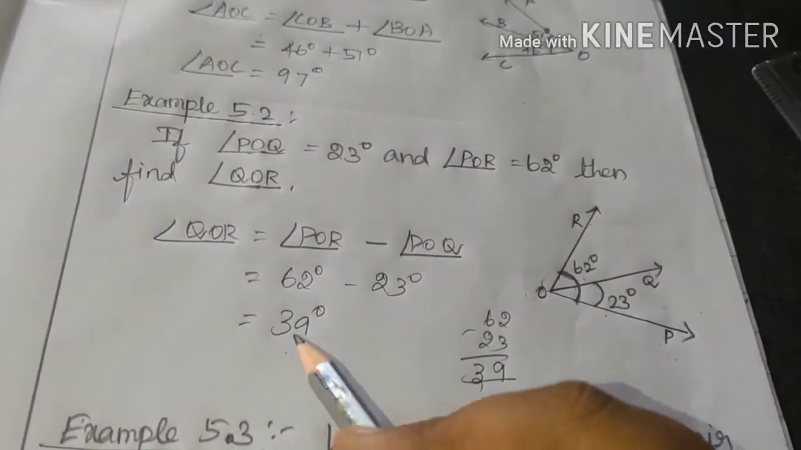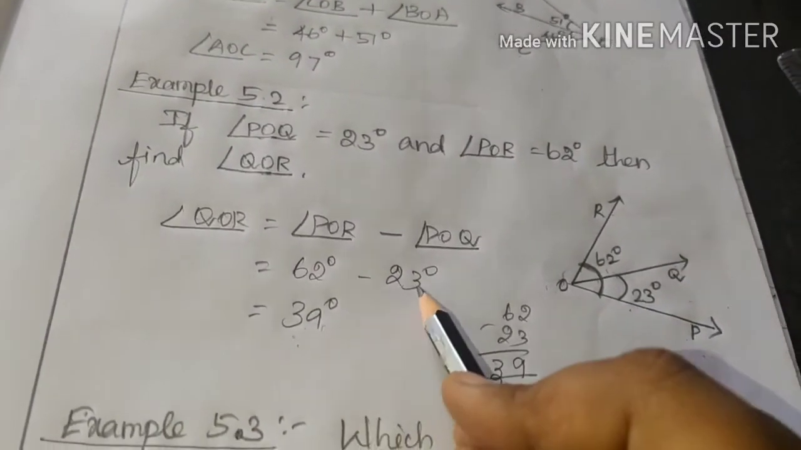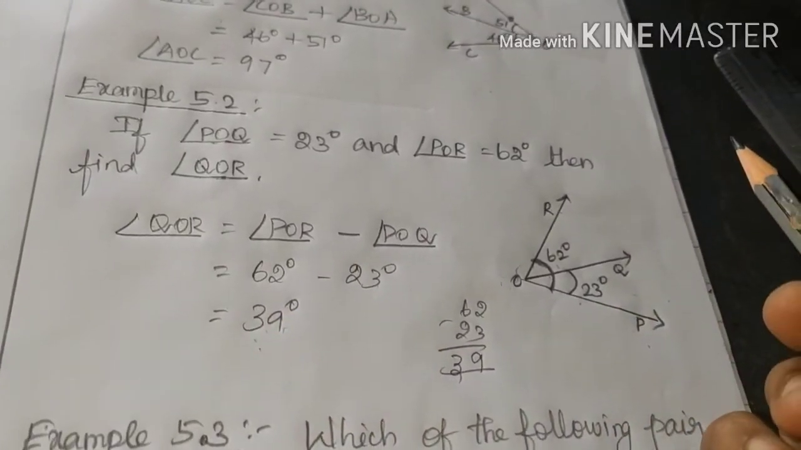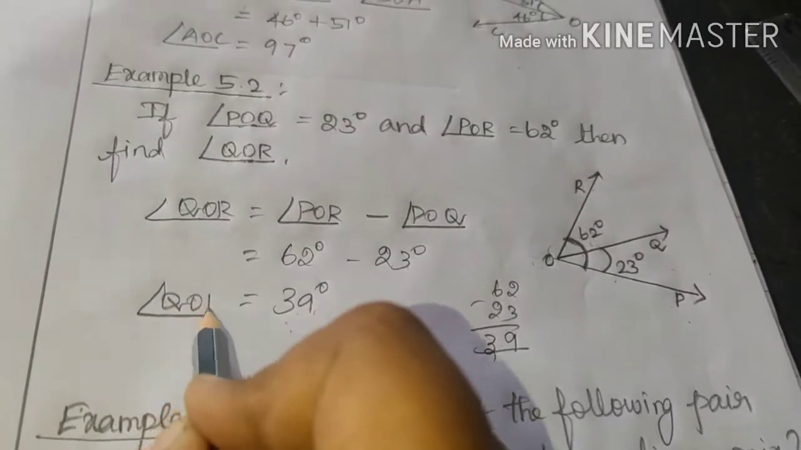Now you just do this, children. To check the answer, you just add 39 plus 23. You will get 62 degree. Okay, are you clear, children? Very much simple sums, these and all.